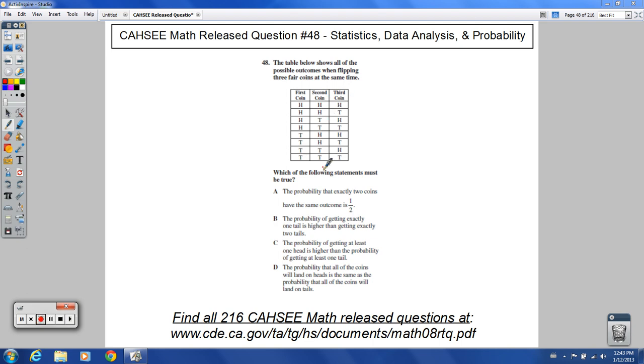And then the second coin, it could be like this, it could be like this. So these are the 8 possibilities. There's 2 times 2 times 2 gives you 8 possibilities here. So which of the following statements must be true?